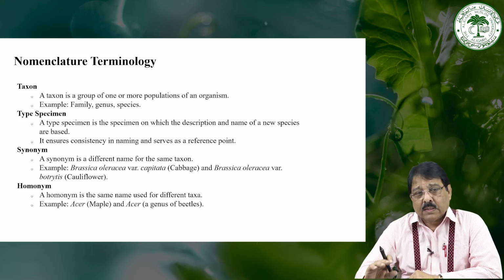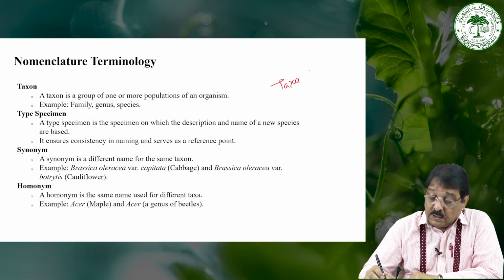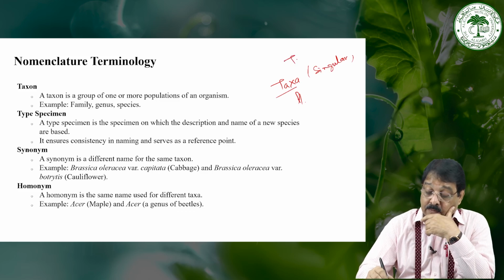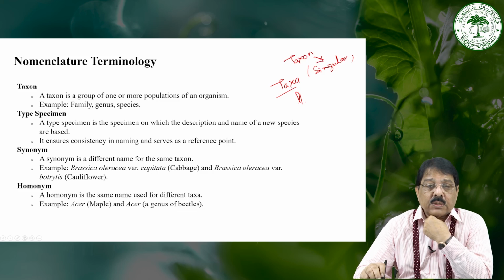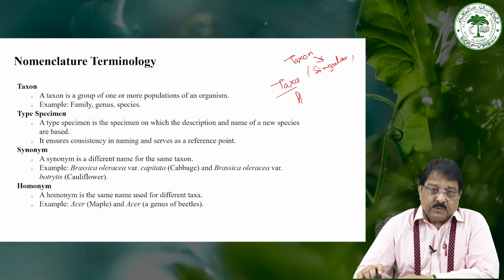The taxon is the singular, and the taxa is the plural. Taxon is singular, so it can be denoted to any one category, but it is not a category in the classificatory system. So the term taxon can be used for any one category.